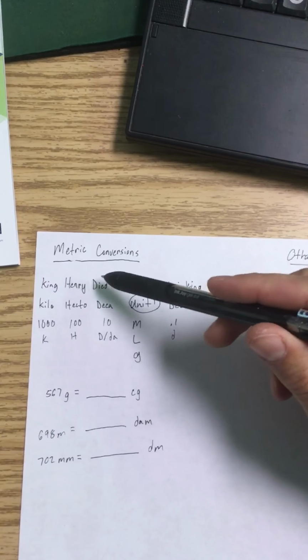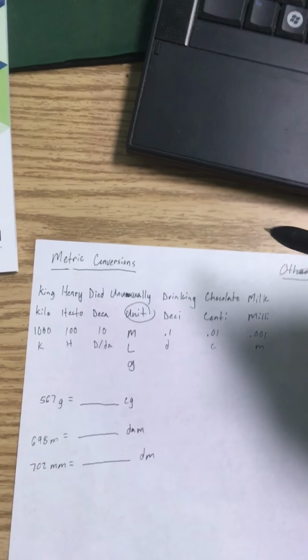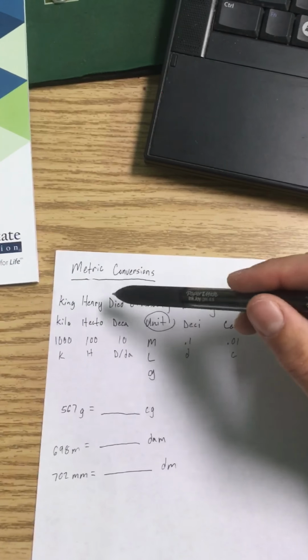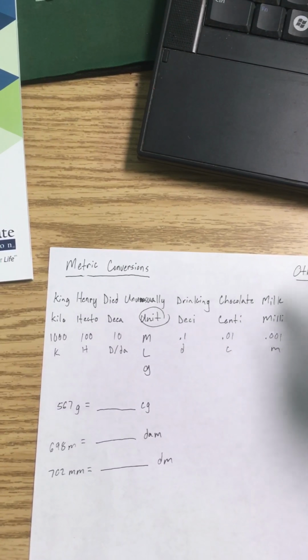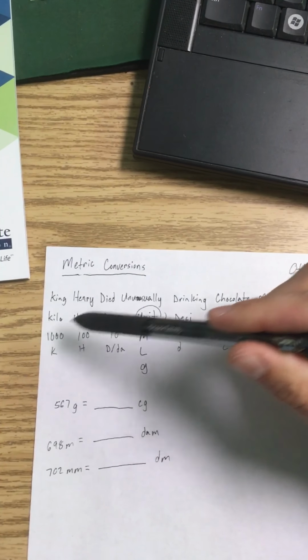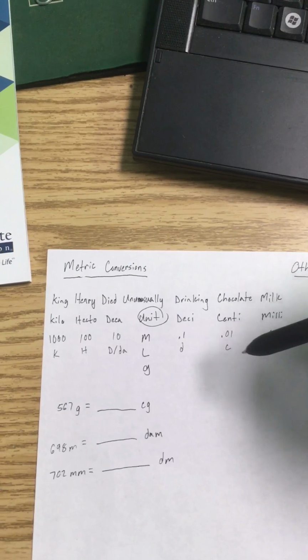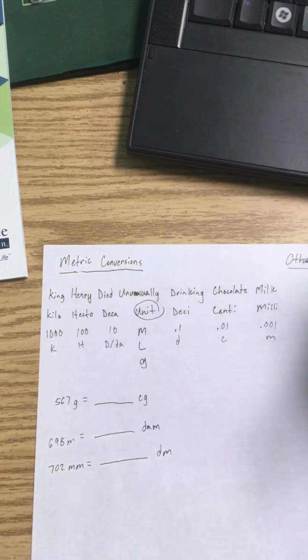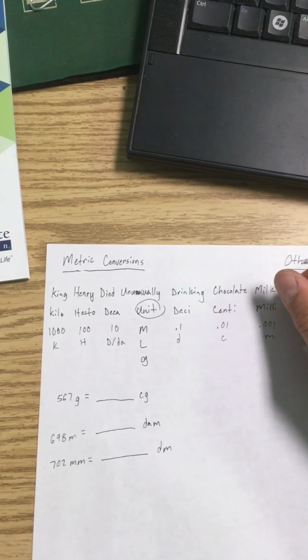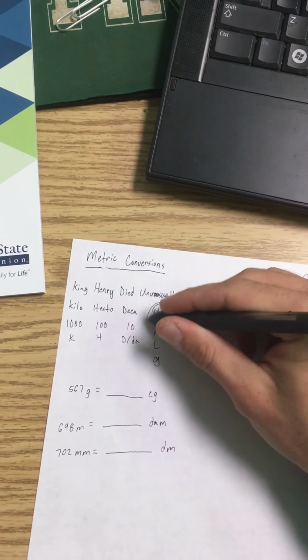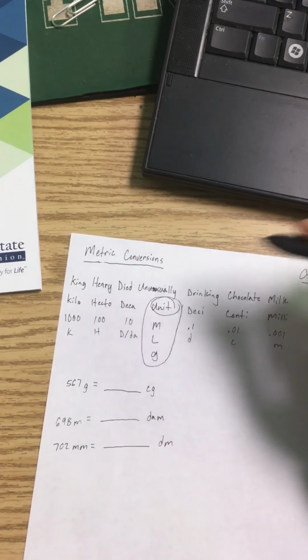So we have a saying that helps you memorize it, because you will not have this on the test. You have to memorize this. King Henry died unusually drinking chocolate milk. That stands for kilo, hecto, deca, unit, deci, centi, and milli. So these are all prefixes, except for this one right here. That is your base unit.